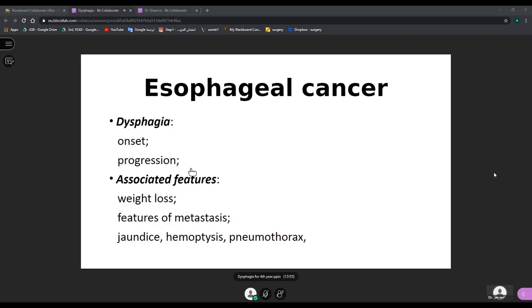And because this is cancer, we expect the patient to lose weight. This is part of the tumor cachexia. We can also find features of metastasis. The tumor usually metastasizes to the liver, and the patient can develop jaundice, or it can infiltrate the lungs, and the patient can present with hemoptysis. Sometimes the patient develops pneumothorax if the tumor invaded into the pleura.